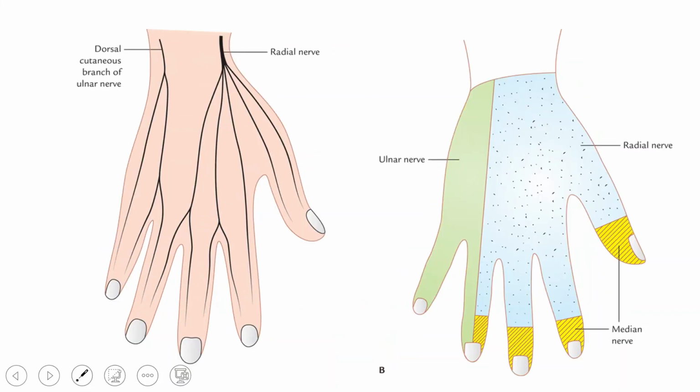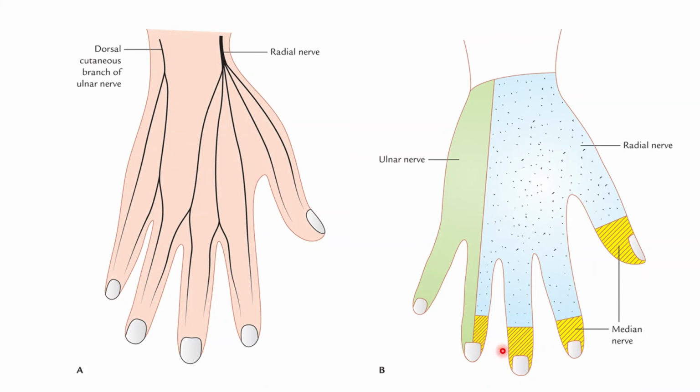When we talk about the area of distribution of the median nerve over the dorsum of the hand, the median nerve supplies a minimal portion along the dorsum of the hand, where we can see the yellow shade represents the area distributed by the median nerve, that is the lateral 3.5 digits, the area of the skin adjoining the distal phalanx. So this is the area.